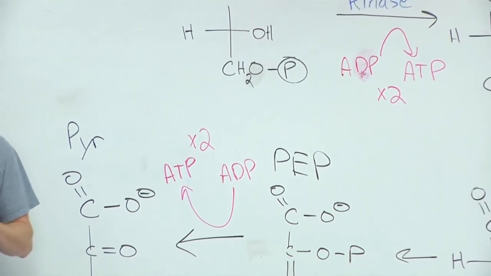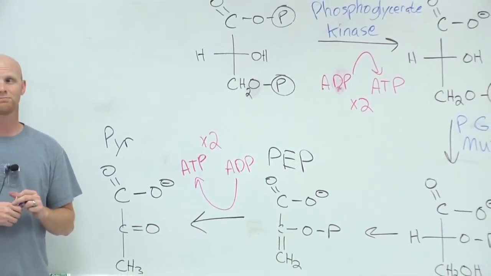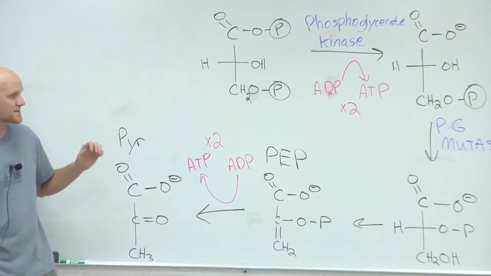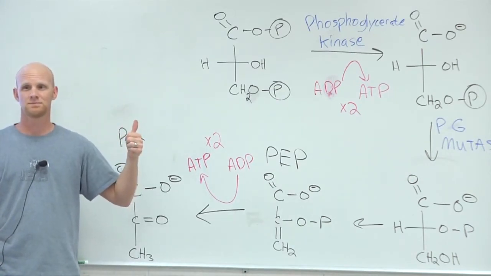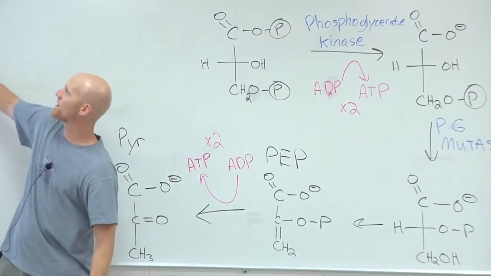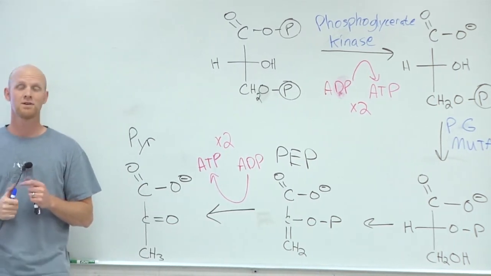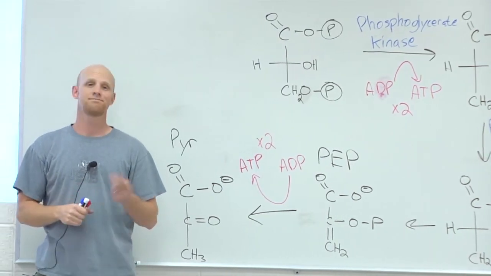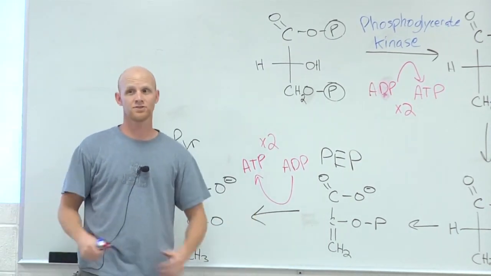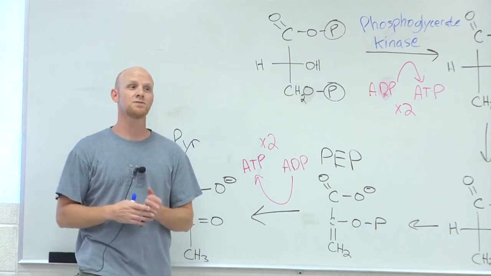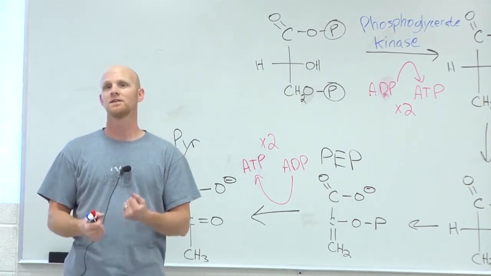Cool, we've now finally got net energy production. In this case, how many ATPs did we use up? 2. You should remember where that happens. How many ATPs have we produced? 4. What's the net production then? 2. Cool, that's glycolysis. You should know where the ATP is used up, you should know where it's produced, and you should know it's a net production of 2.